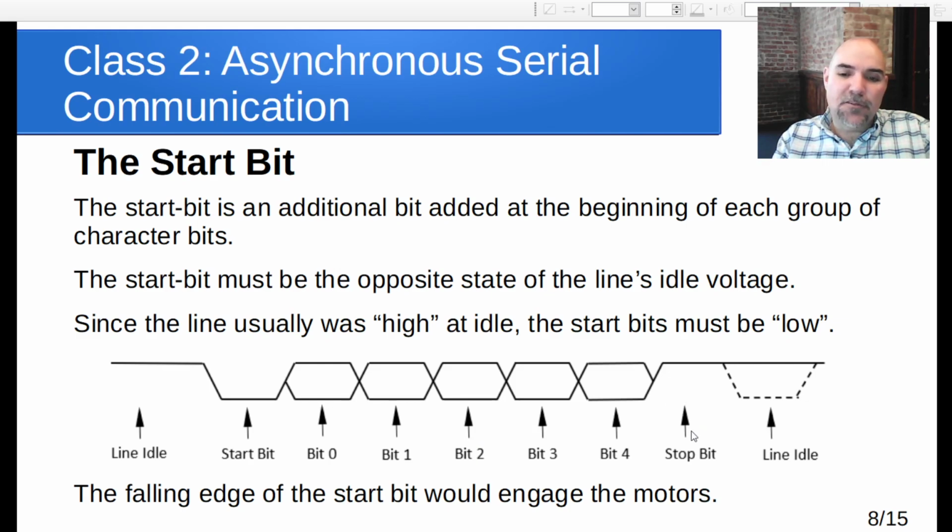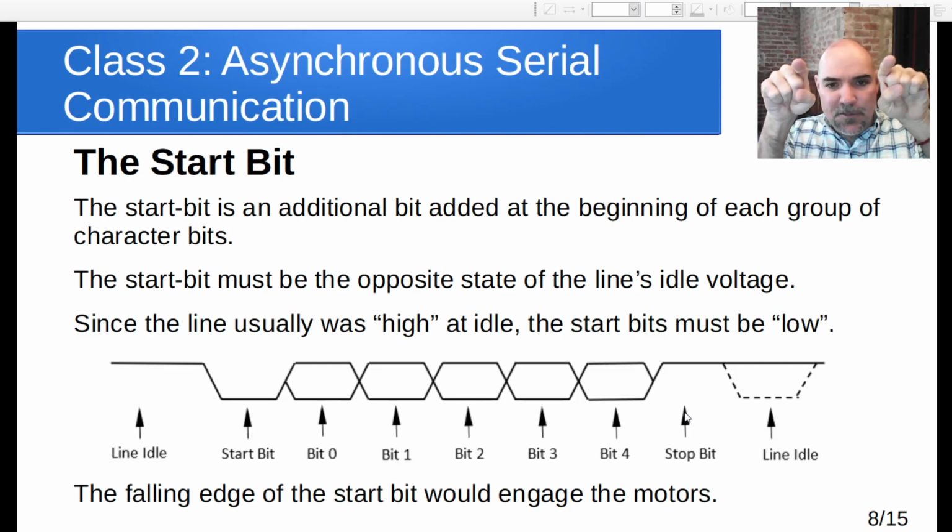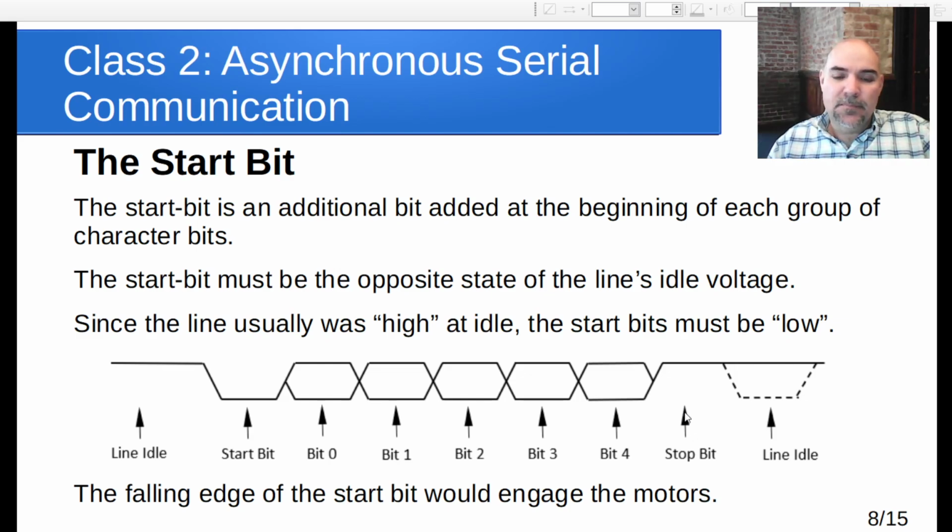And then after that, also notice we added this stop bit period here. We'll talk about that in just a second, because that's another thing that we need to add. But the falling edge of the start bit engages the motors. Both motors spin all the way around, and they stop back in the idle state waiting for the next start bit. All right, now what's this stop bit doing here?